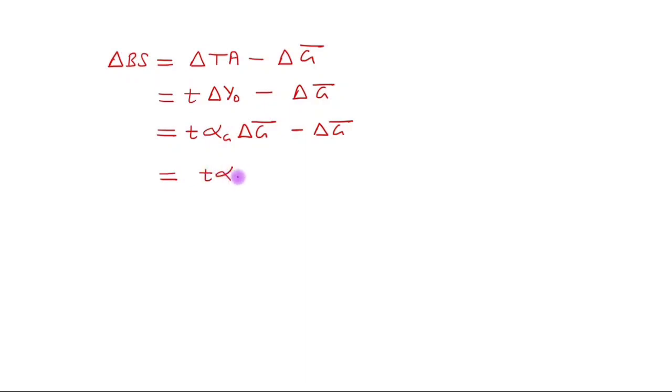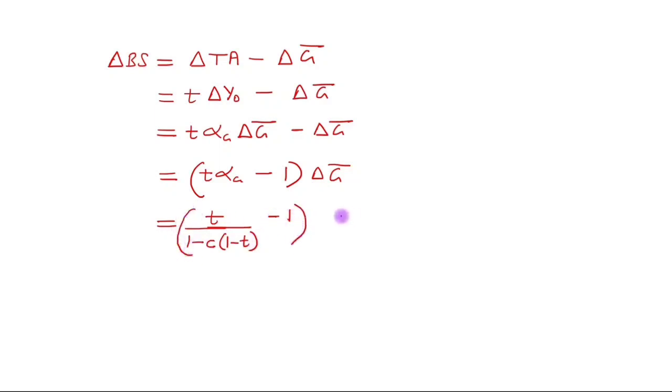Now we will take change in G bar common from this equation: t alpha G minus 1, times change in G bar. In the next step, we will write the value of alpha, which is 1 upon 1 minus MPC times tax rate. This is minus 1, change in G bar.